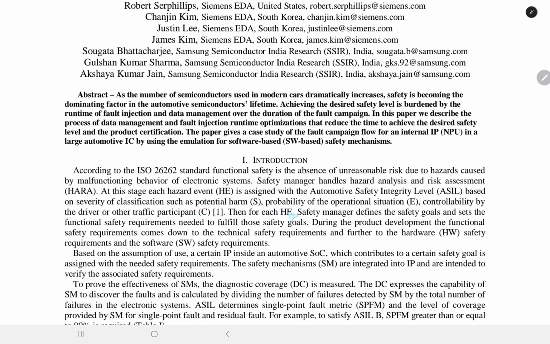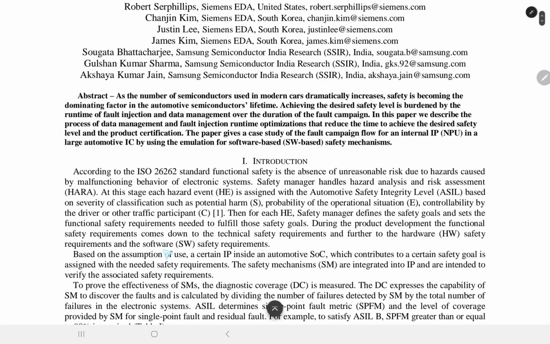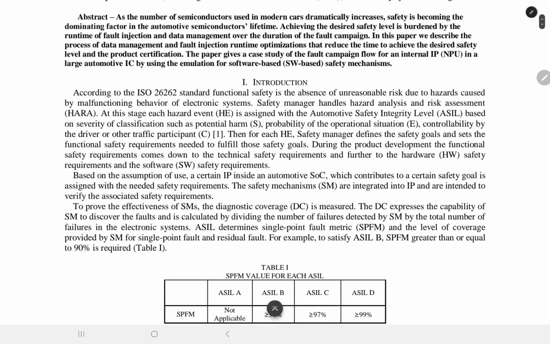Then the safety manager defines the safety goals and sets the functional safety mechanism requirements needed to fulfill those safety goals. During the product development, the functional safety requirement comes down to the technical safety requirement and further to the hardware (HW) safety requirement and software (SW) safety requirement. Based on the assumption of use, a certain IP inside the automotive SoC which contributes to a certain safety goal is assigned the needed safety requirement.